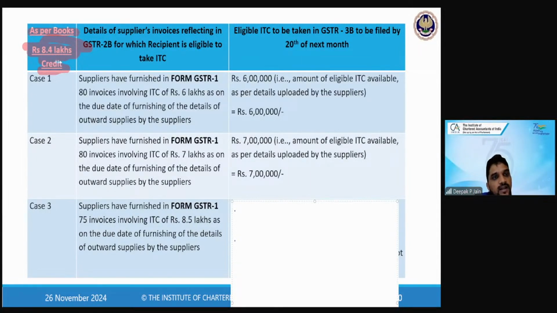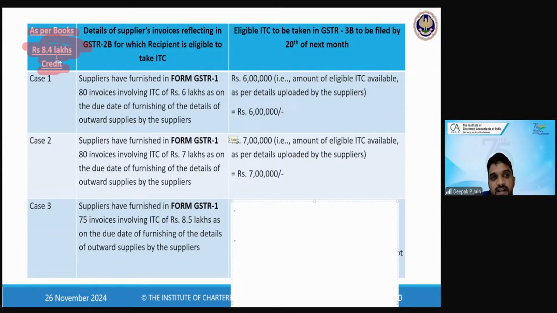Now, in third case, supplier has furnished in form GSTR1 75 invoices involving ITC of rupees 8.5 lakhs as on the due date of furnishing of details. So, in this case, how much can you claim? 8.5 lakhs. People who have told 8.5 lakhs are wrong.